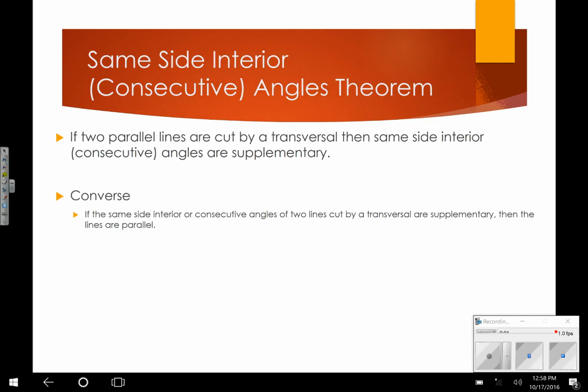Okay. So we have postulates and theorems, and we have the converses. The postulates and theorems all state that if the 2 lines are parallel, these things are true. So they're used to prove that angles are either congruent or supplementary. The converses all state that if these things are true about the angles, this makes the lines parallel.